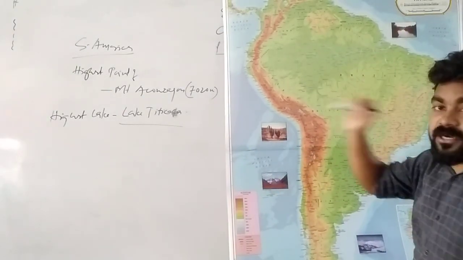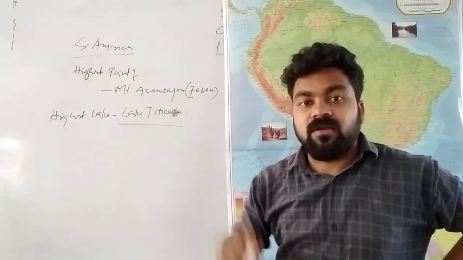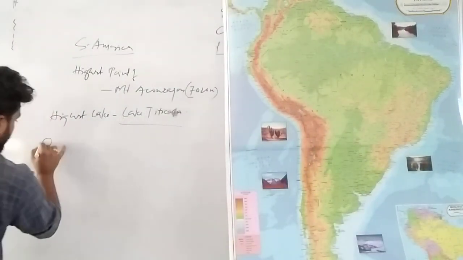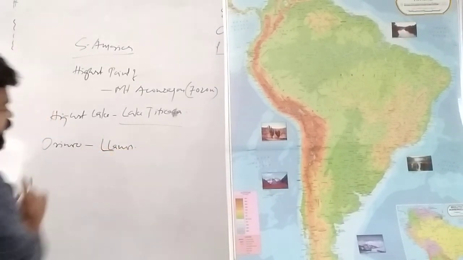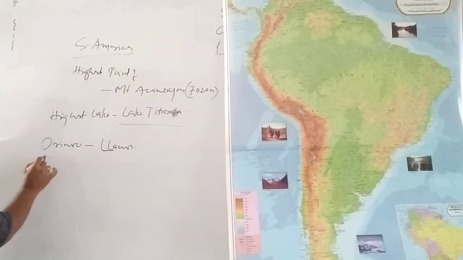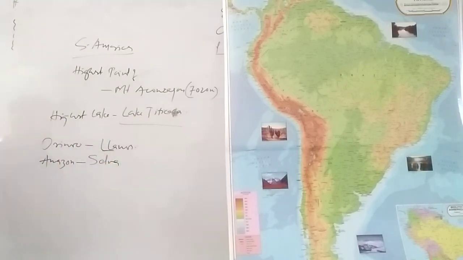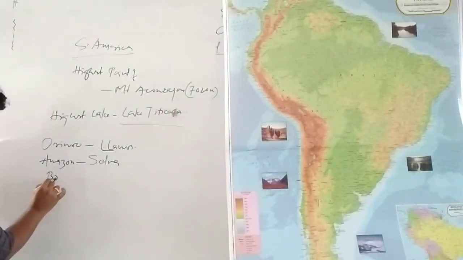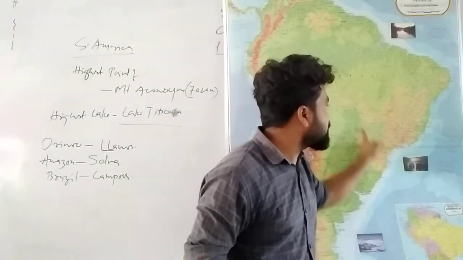Along with this, another river basin is here, called the Orinoco River basin. The Orinoco River basin flows in Venezuela. What is the forest name of the Orinoco River basin? It is called Llanos, because we have already discussed that the forest of Venezuela is called the Llanos. Again here, the Amazon River basin forest is called Selva. Another forest is in Brazil, Campos. In this portion we can find Campos.